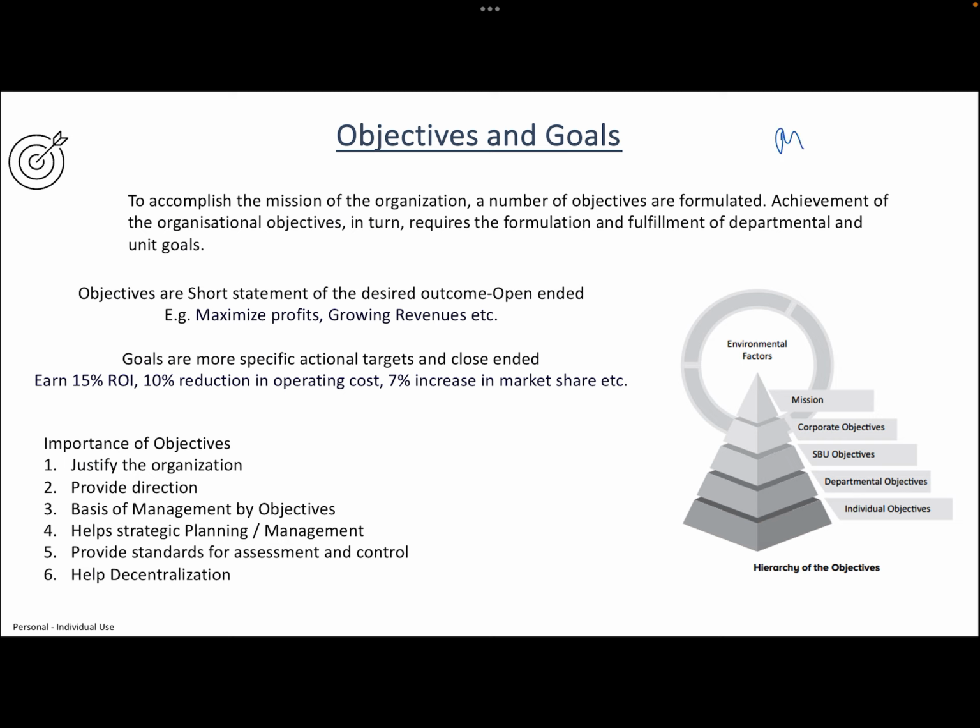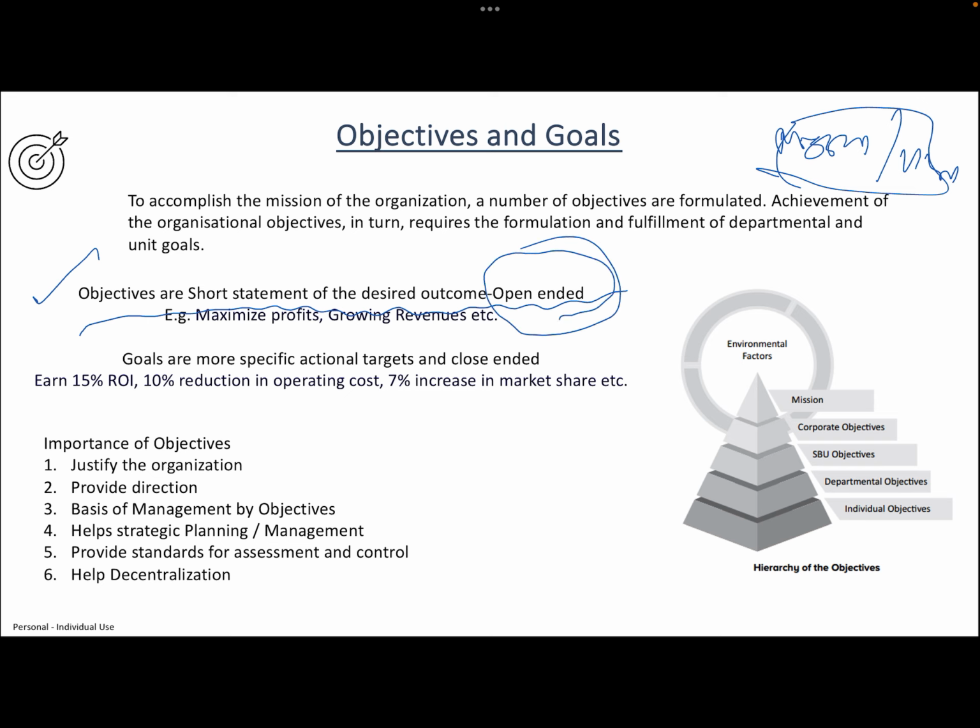We have mission and vision statements to achieve, right? The company should have some objectives. So all objectives are derived from the mission statement or vision statement of the company, and objectives are formulated. And from objectives, the goals will be formulated. Okay, what is the difference between objectives and goals? Objectives are short statements of the desired outcome.